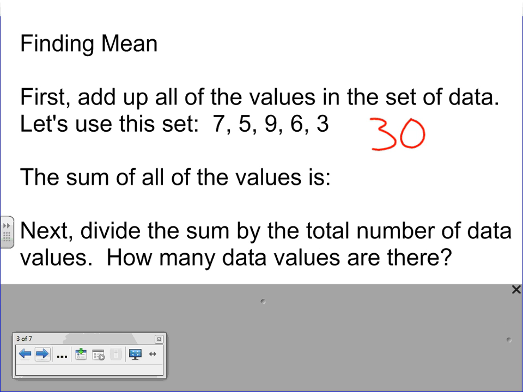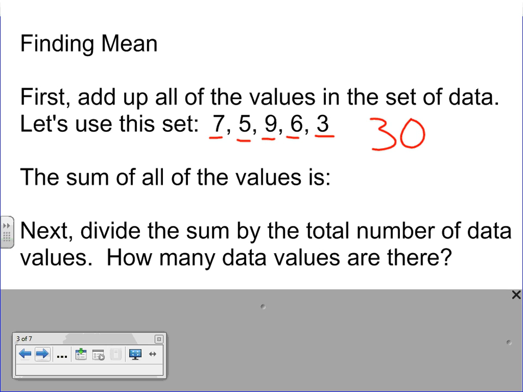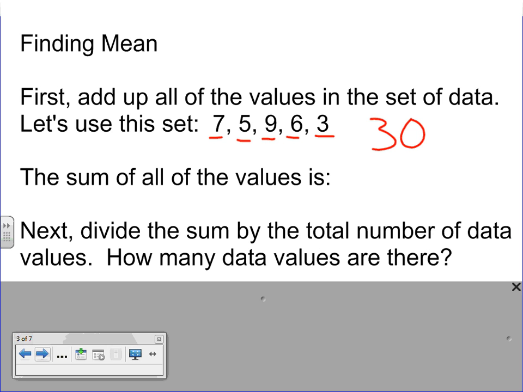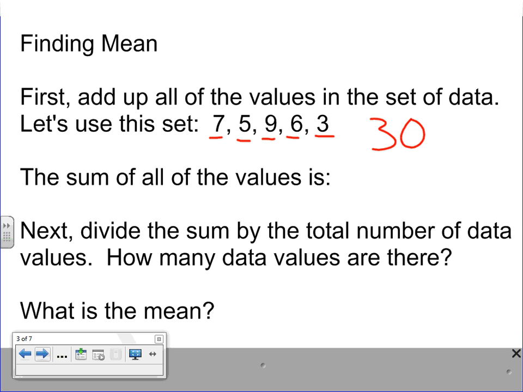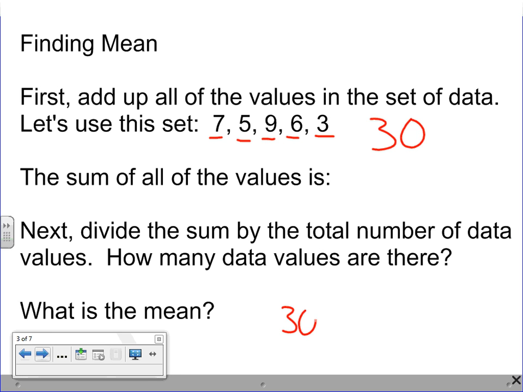Next thing we're going to do is divide the sum by the total number of data values. How many data values are there? So look at your set, and I see that there's 1, 2, 3, 4, 5 numbers or 5 values of data in this data set. So if you remember, it said to take the sum of the values divided by the number of data. What is the mean? 30 divided by 5. And we all know that 6 times 5 is 30. The mean is 6.